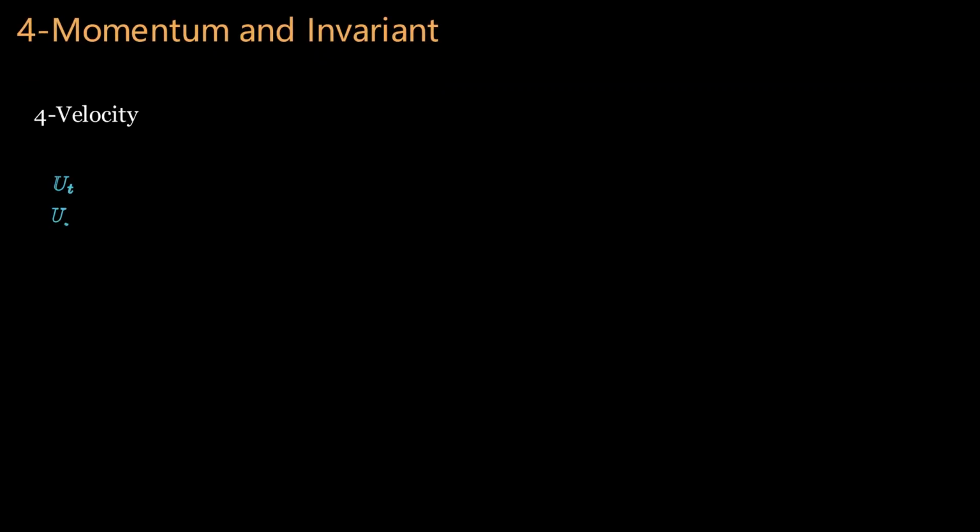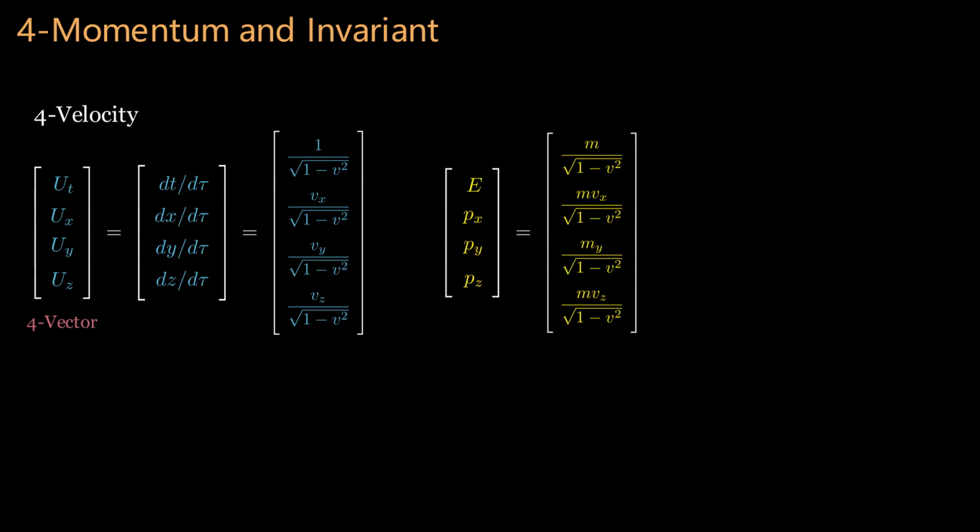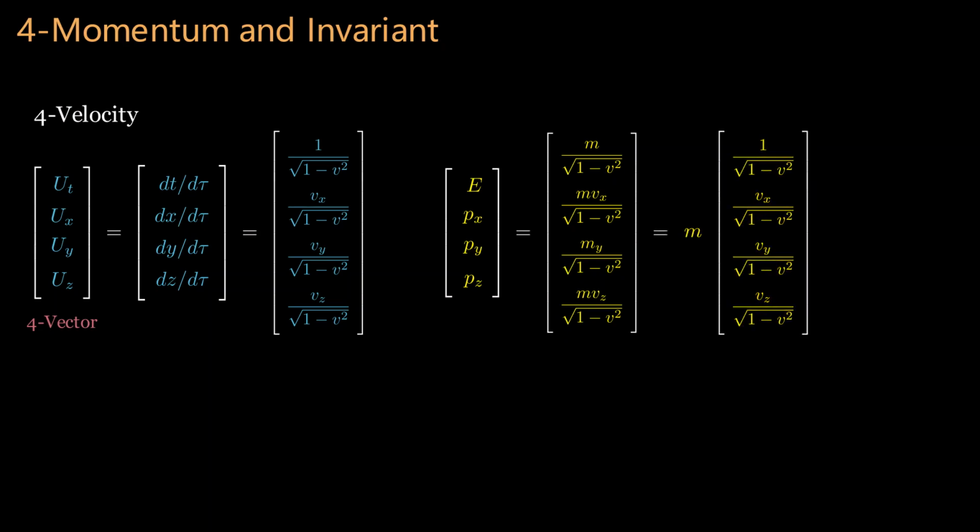In previous videos, we introduced the concept of four velocity. It's a four vector, and you can calculate four velocity using conventional velocity. We also derived the formulas for energy and momentum in relativity. Now express them in vector form. It becomes clear that the energy-momentum vector is essentially the mass multiplied by the four velocity. Since mass is a constant, multiplying a four vector by a constant still gives a four vector. Therefore, the energy-momentum vector is also a four vector. We typically refer to this four vector as the four momentum, even though its time component is energy.